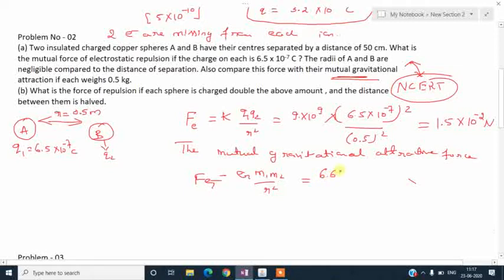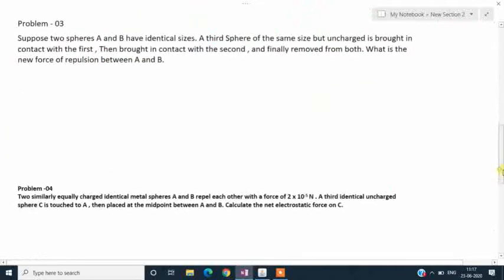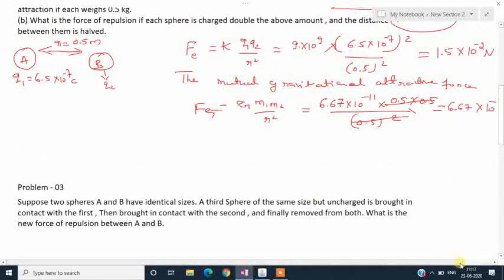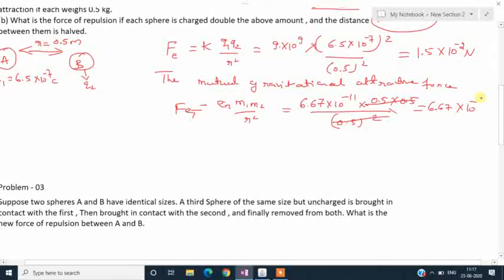G value is 6.67 into 10 to the power of minus 11 into mass 0.5 kg, 0.5 kg, divided by separation 0.5 whole square. So this goes with this. So we get this as 10 to the power of minus 11 Newton. Observe this and this value. It clearly says that Fe is very, very greater than Fg.